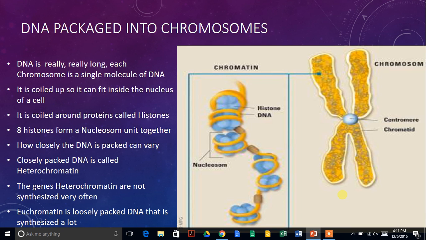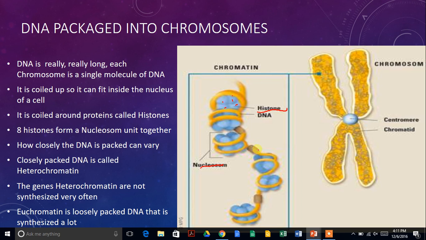Alright. Last thing I want to talk about is DNA packaging into chromosomes. So DNA is really, really long. Many, many billions of base pairs long. It's so big it can't really fit inside of your cells except that it's coiled up. And it's coiled up around proteins called nucleosomes. Nucleosomes are made of smaller proteins called histones. There's 8 histones in a nucleosome.